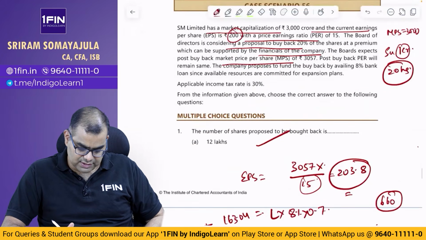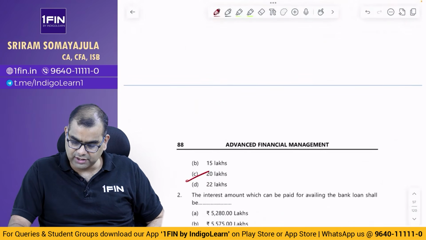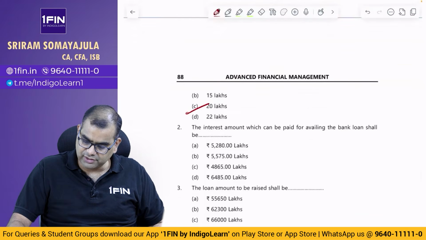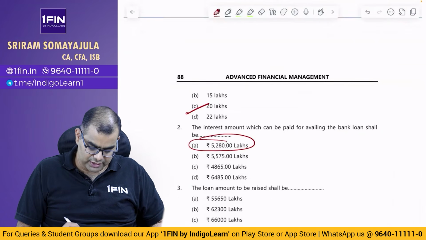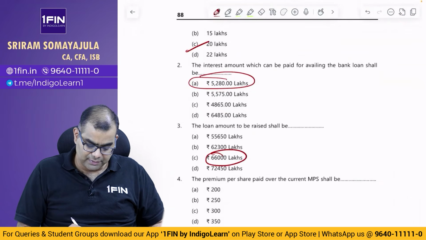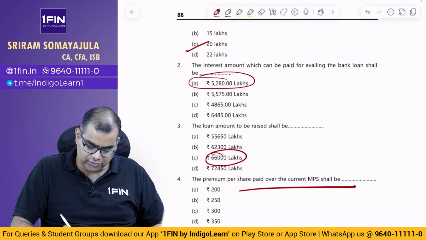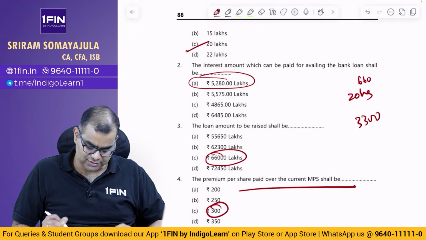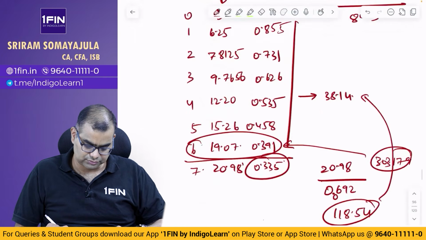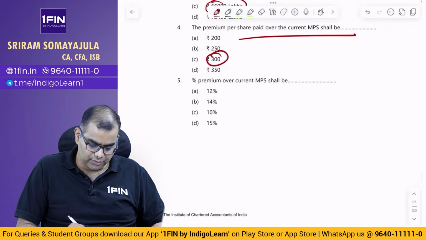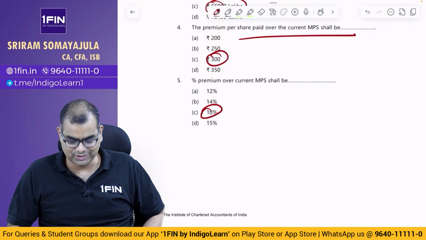Then what is it that they asked? The interest on 660 crores into 8% is 52.8 crores. 52.8 crores, if you do into 100, is 5280 lakhs. We just know 660 crores, which is 66,000 lakhs. Premium per share. See, you have purchased how many? 20 lakh shares at 660 crores. Basically, you are purchasing it at 3,300. So what is the premium? 10% or 300 rupees, because current market price is 3,000, no? Right? Then premium over current market price is 10%. Yeah, what a simple question.